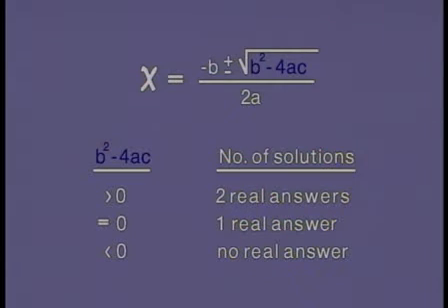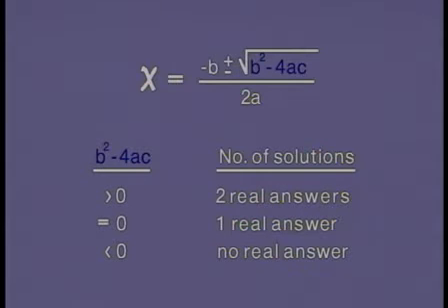Because when we take the square root of a positive number, we take the square root of b squared minus 4ac, we'll have plus or minus that square root added to our negative b. We'll have two answers. On the other hand, if b squared minus 4ac is equal to 0, then we have only one real answer. As I said earlier, the reason for that is we have plus or minus the square root of 0, which is plus or minus 0, which is the same thing.